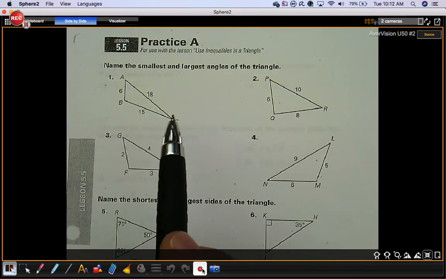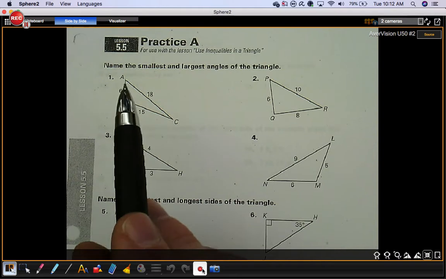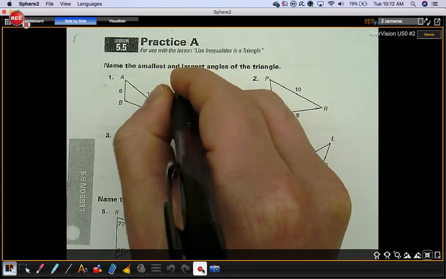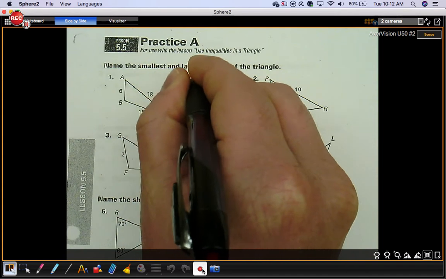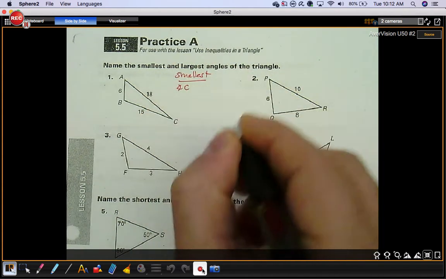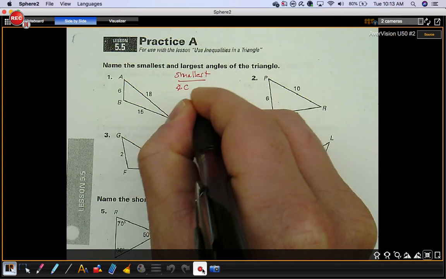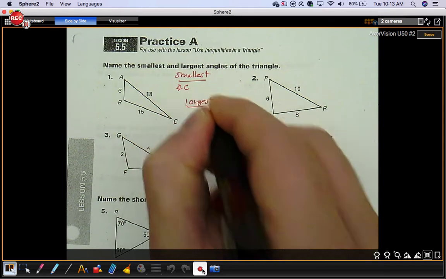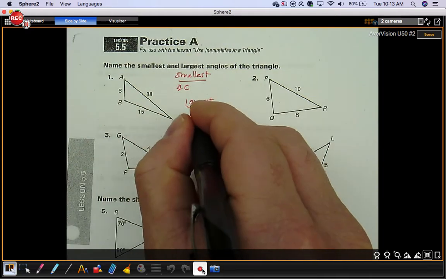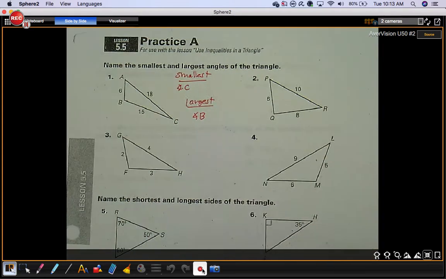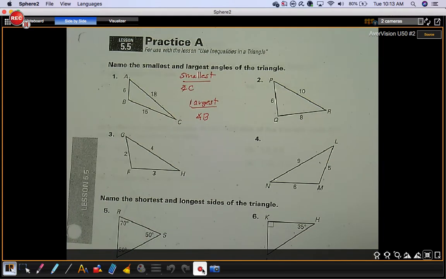Well, I know the smallest angle is angle C because it's across from the smallest side. The largest angle is going to be across from the biggest side. That would be angle B. Pretty simple.